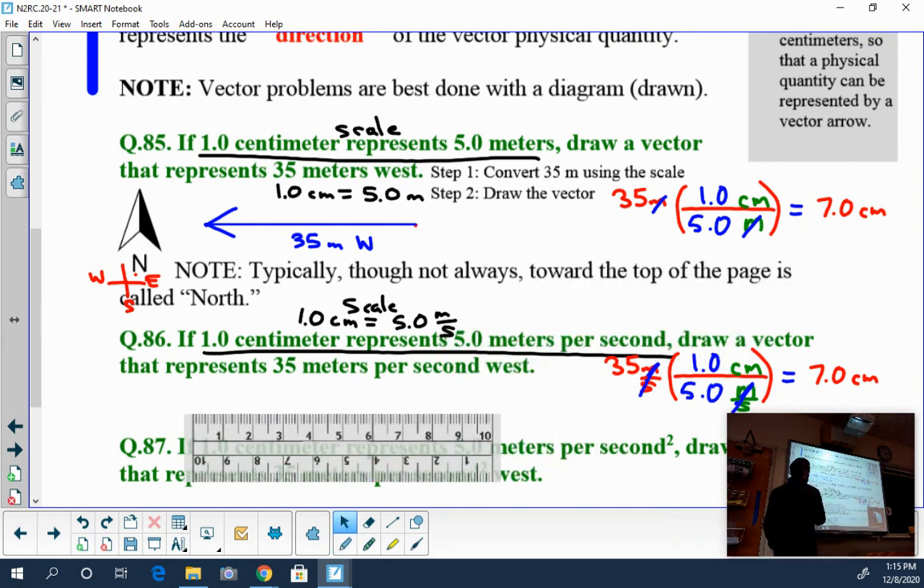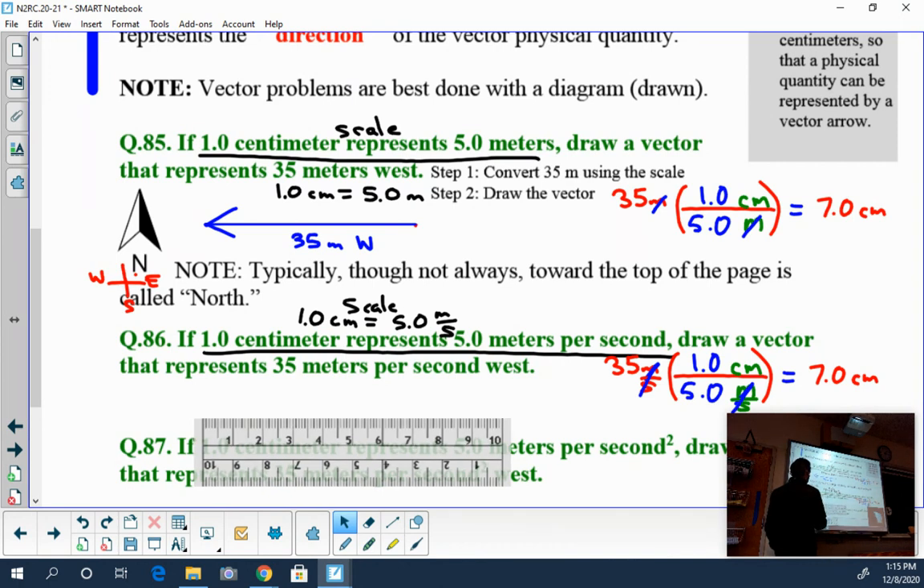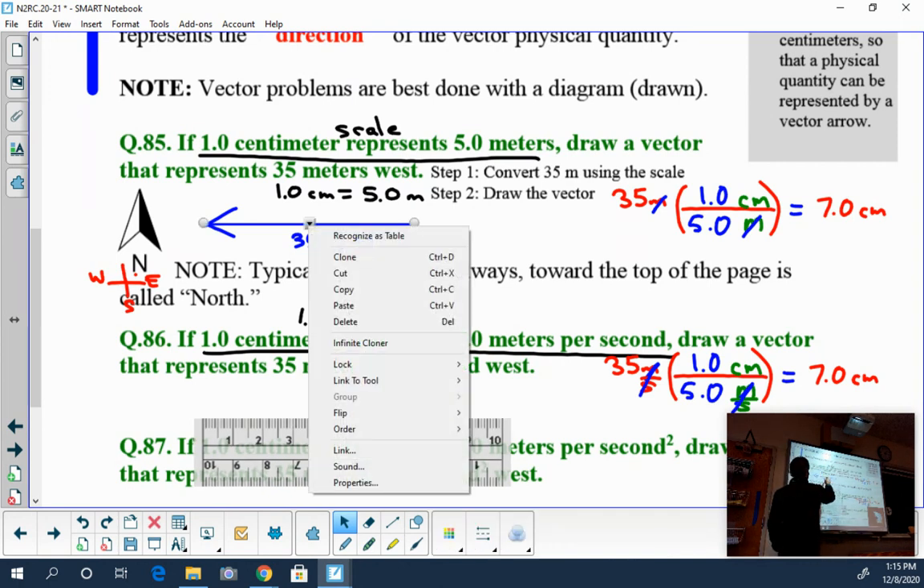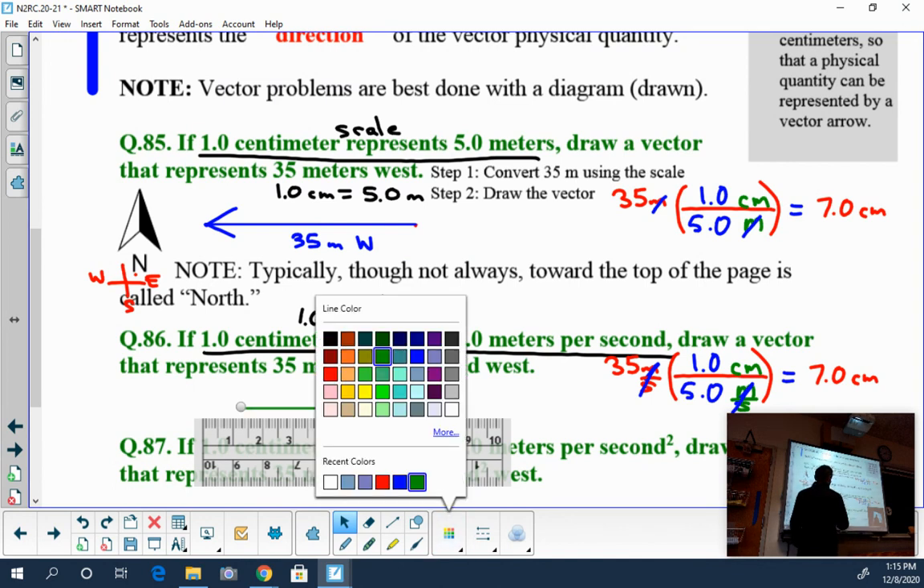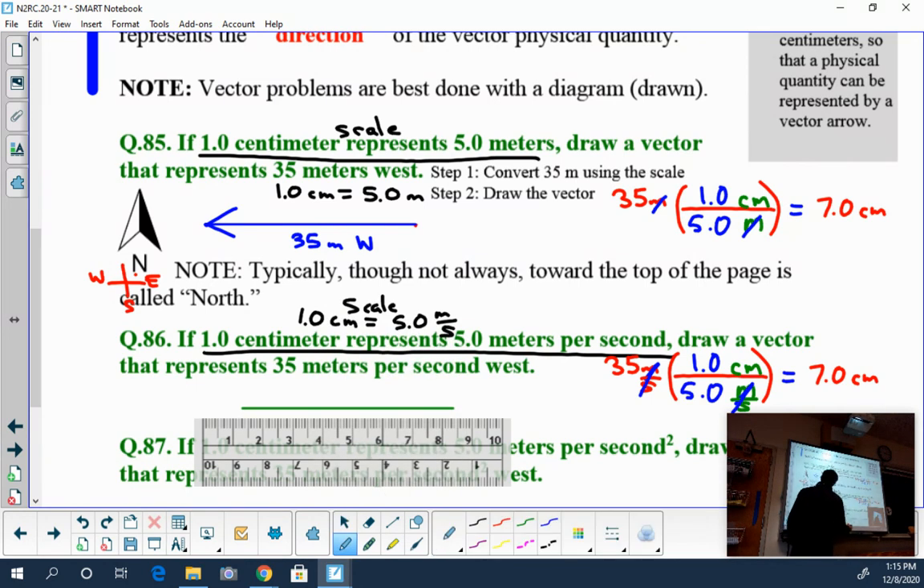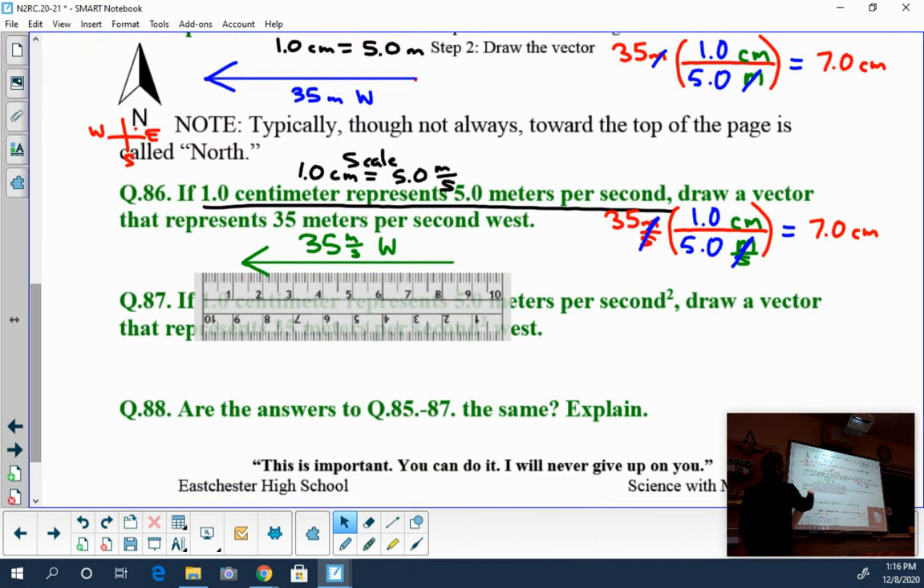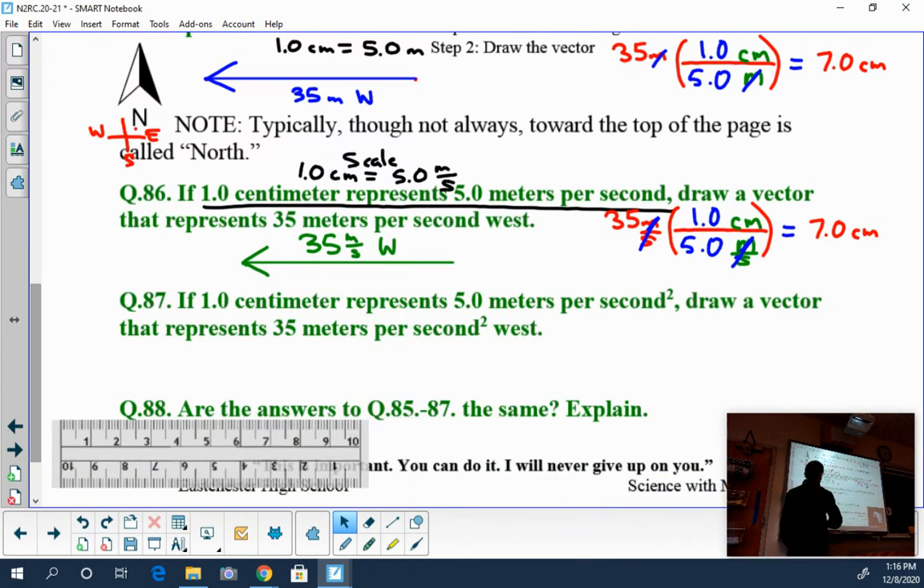So we come on down here and draw this again. You can do that just fine. I'm going to make it easy on myself and just clone this since I already made one. Bring it down here, and it's still wet. This one I'll color it green. I don't want to make the vector any longer. I want it still to represent 35 meters per second west. I go to the tip, pull back, boom, there it is. Good. This is 35 meters per second west. Done.